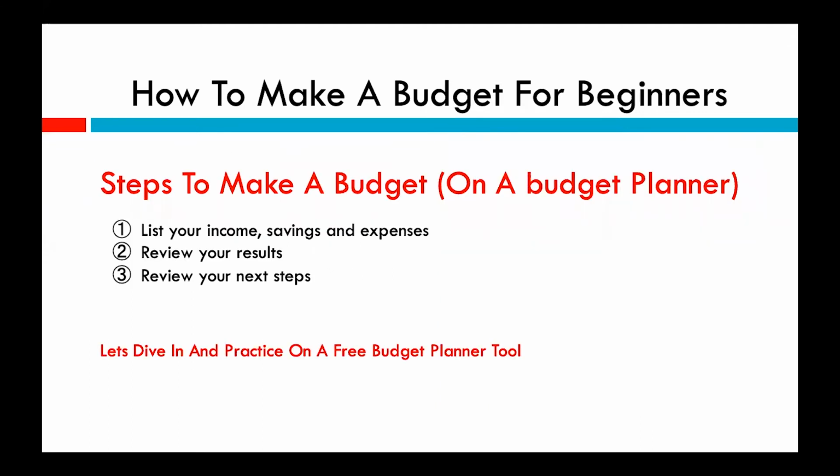The steps to make a budget include: number one, you are going to list your income, your savings and your expenses. Then secondly, once you're able to input all of this, you're going to review your results. And then thirdly, we are going to review the next steps to see if we are saving more or spending more. Without wasting time, let's dive in and practice on a free budget planner tool on the Canada website.